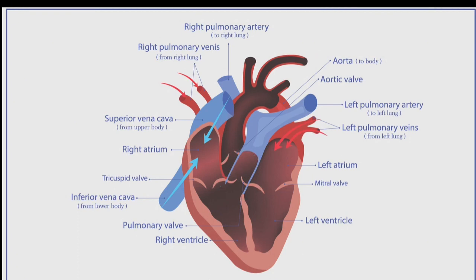The tricuspid valve then opens to allow oxygen-deficient blood flow into the right ventricle from the right atrium. Next, the left atrium sends oxygen-rich blood to the left ventricle through the mitral valve.